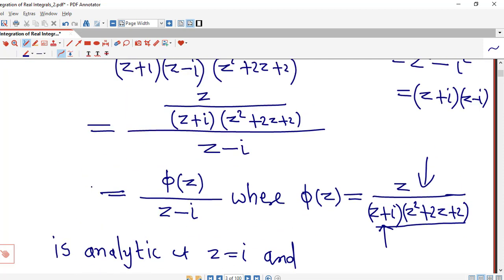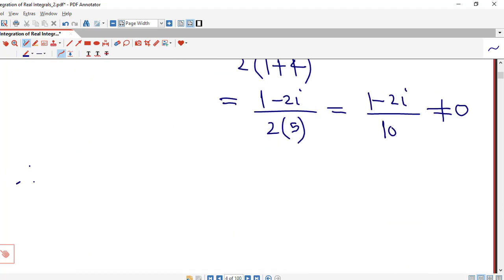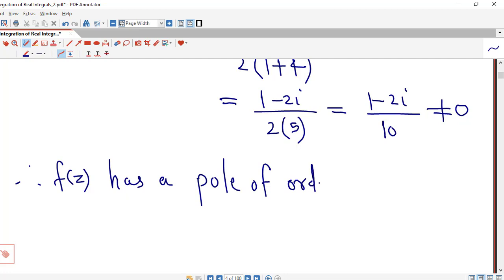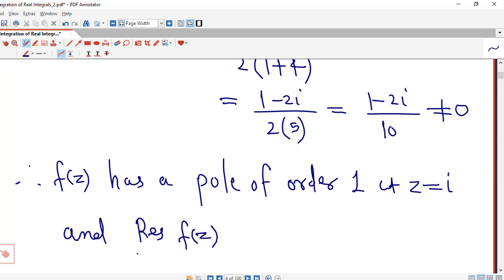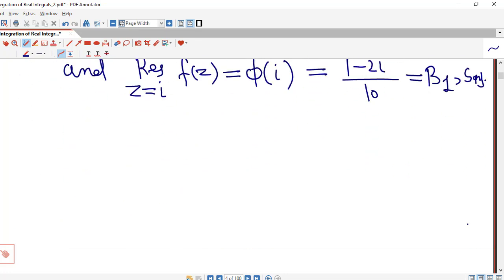So f of z is rewritten as phi of z over (z minus i) to the power 1, where this function phi of z is analytic at z equal to i, and the value of function phi at z equal to i is non-zero. So therefore f of z has a pole of order 1 at z equal to i, and the residue of f of z at z equal to i will be equal to the value of function phi at z equal to i, which we have obtained as (1 minus 2i) divided by 10, which we denote by say b1. So we have obtained the residue of f of z at z equal to i.